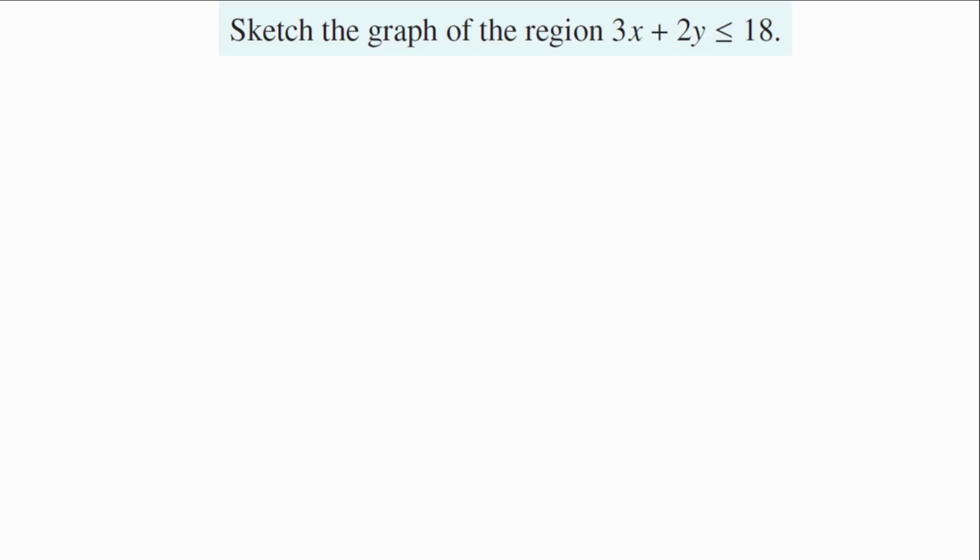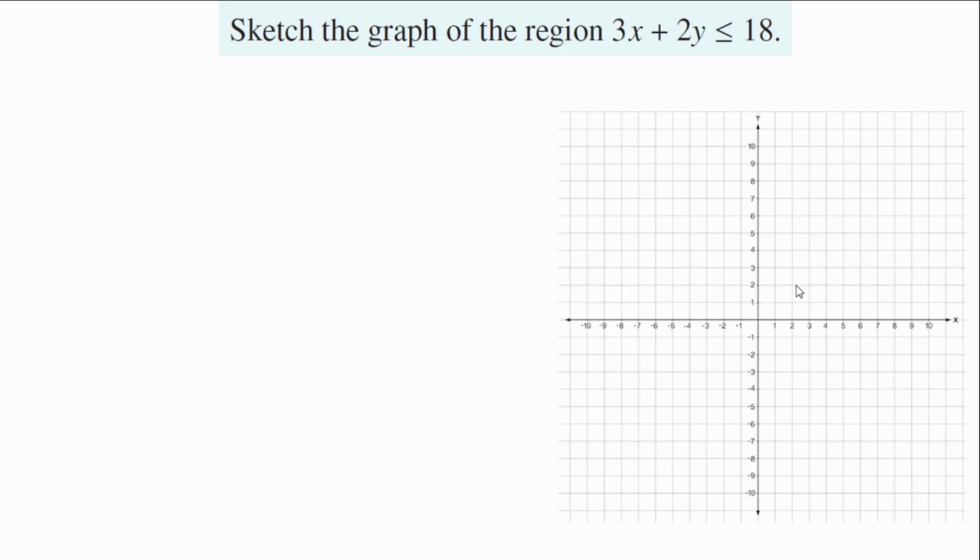So this question says sketch the graph of the region 3x plus 2y is smaller or equal to 18. So once again, in order to do this, we're going to need a Cartesian plane. So sketch one out into your books. So once we've got a Cartesian plane, we're going to need to sketch it like it's a linear equation. So 3x plus 2y equals 18. So to do that, we're going to need to find the x-intercept and the y-intercept.